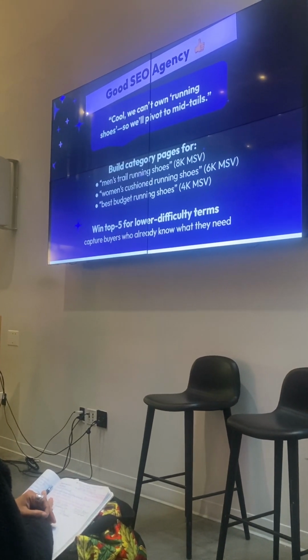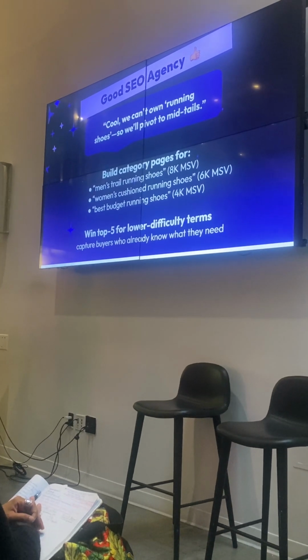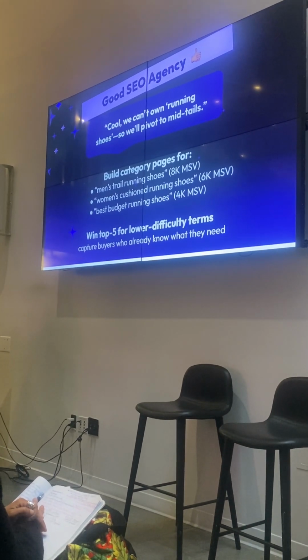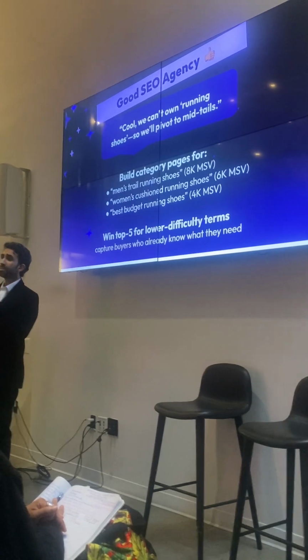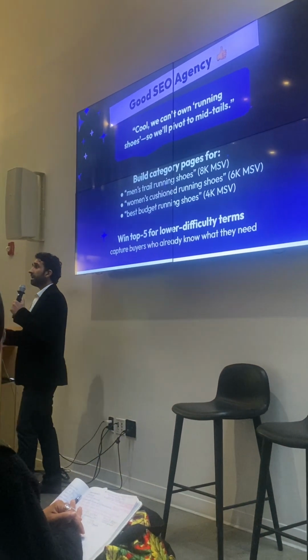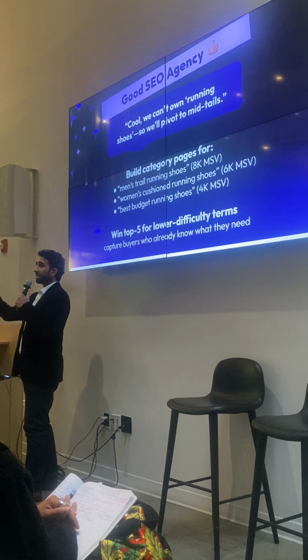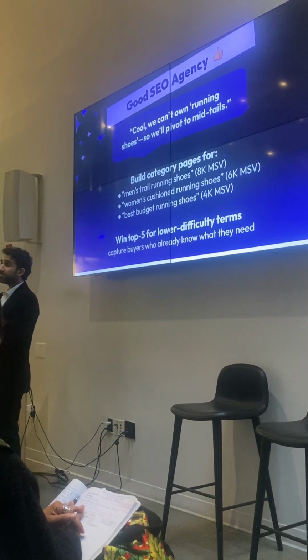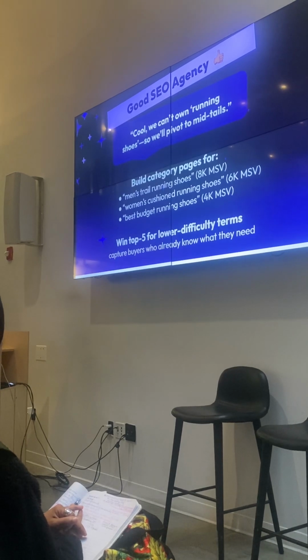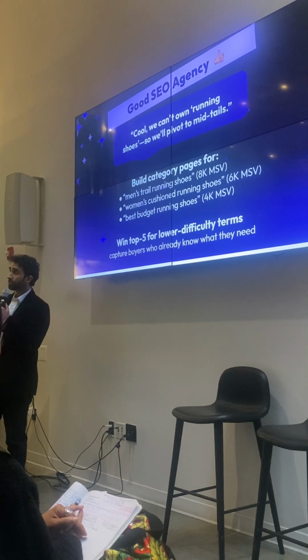A good strategy would be understanding that we can't own running shoes. We're not going to get ranking for running shoes. So instead, we're going to pivot to mid-tail keywords. We're going to go for men's trail running shoes. Very specific, and there's still 8,000 people looking for that. It's a lot of people. Or women's cushioned running shoes.